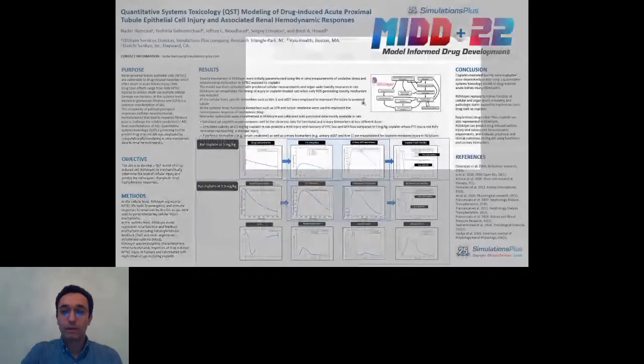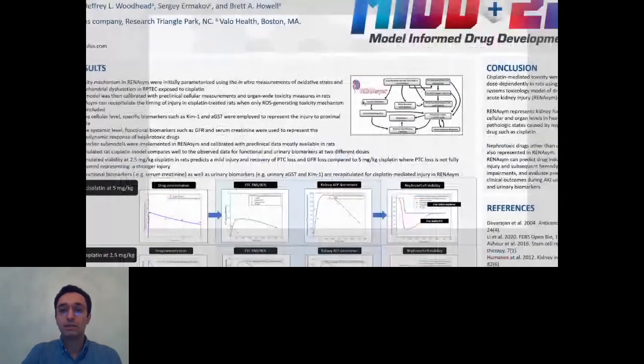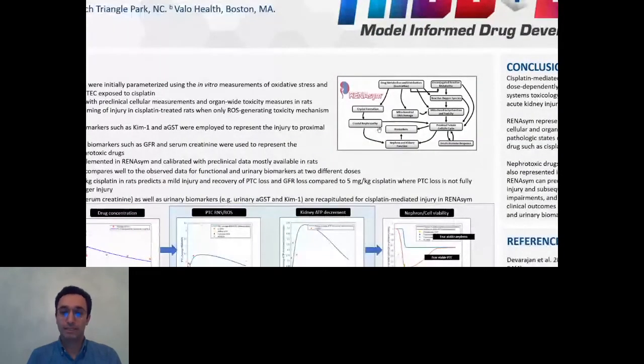So as you can see here, we have the schematic of all the compartments that we have in RENASYM. For the RENASYM representation of cisplatin: cisplatin is a chemotherapeutic drug which has been effective, but it has side effects on normal tissues, and one of the dose limiting factors is the side effect on the kidney, nephrotoxicity.